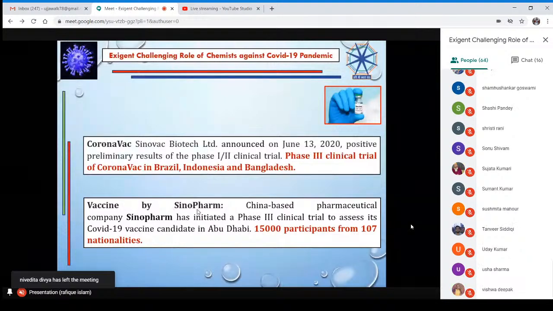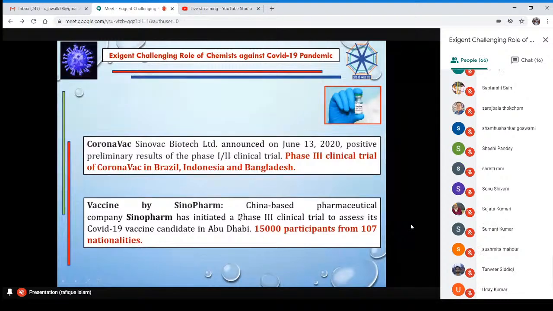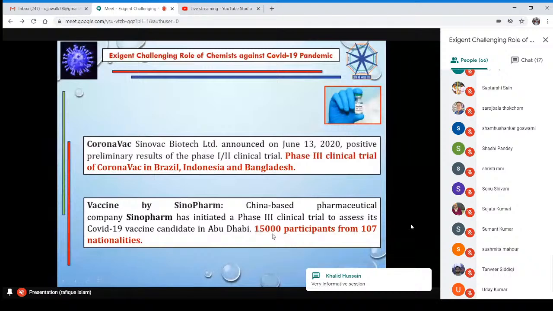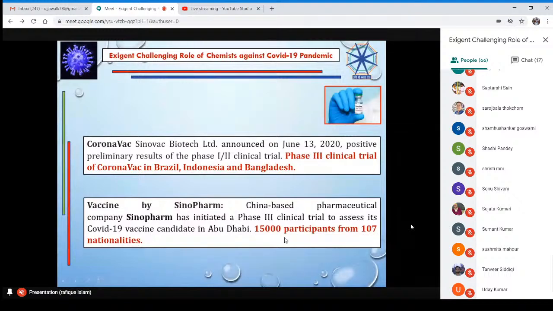Then another vaccine is by Sinopharm. It is a China-based pharmaceutical vaccine, and here they have already completed the phase 1 and phase 2 clinical trials, and they are successful. Now, the phase 3 clinical trial they are performing in the UAE in Abu Dhabi. But there is one interesting point. Under the hashtag 'For Humanity', 15,000 participants in the phase 3 trial have been registered and have already started the clinical trials in UAE. And the beautiful thing is that among these 15,000 participants, 107 nationalities, that is, people from 107 countries, have participated.